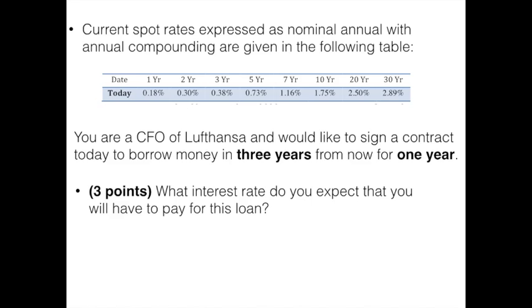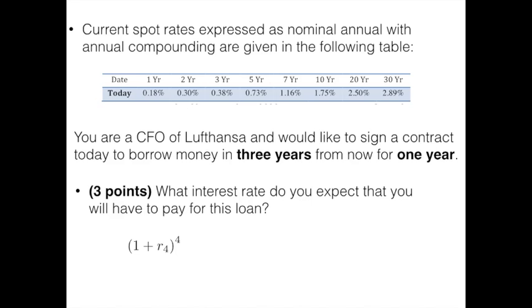You are asked to calculate first the forward rate that starts 3 years from now for 1 year. In other words, you want to sign a contract today that you will borrow money in 3 years from now for 1 year. How do you solve this problem? Well, do the thought experiment. You walk into a bank today, you want to invest for 4 years. The bank will give you a 4-year spot rate. Alternatively, you can do exactly the same thing by walking in today and borrowing money for 4 years.